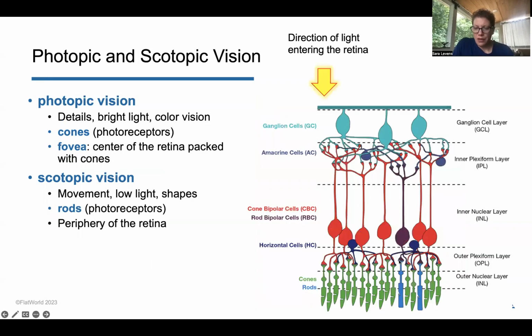And then you can see here, these are the rods. The rods give us scotopic vision, which is vision that's basically geared to detect movement, work in low light, and identify shapes. Our visual system is very efficient, because we have this center detail section, and then we have this outer section that's basically geared to detect things, to direct our attention towards. It detects movement and shapes in low light environments, so that we can then direct our attention towards them.